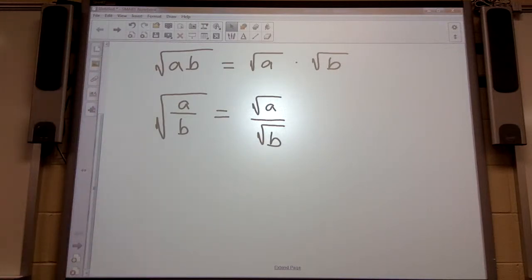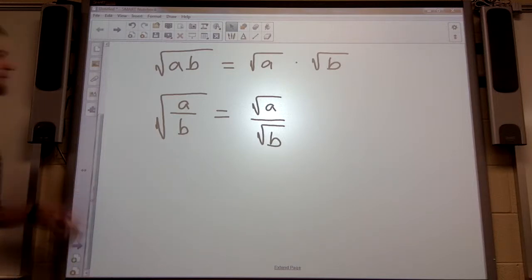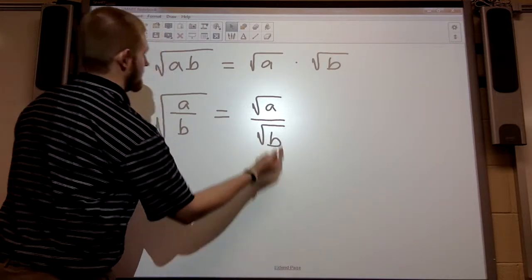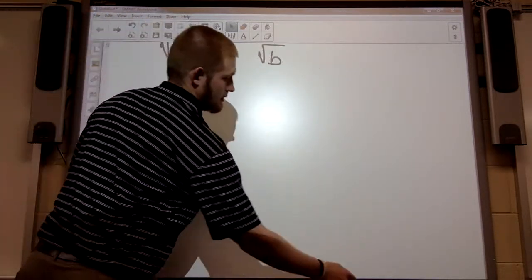Okay, so those are the two main ideas that we are going to have to work with to simplify our radicals. The solving with radicals is the easy part. Simplifying is the more difficult part. Now, let's do a couple examples of these ideas.